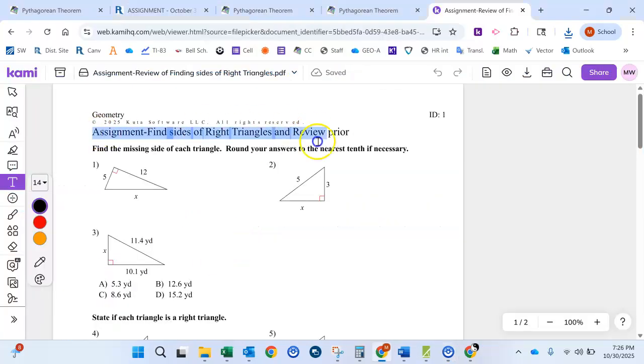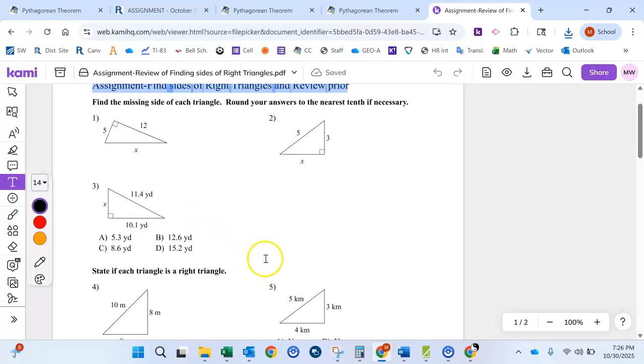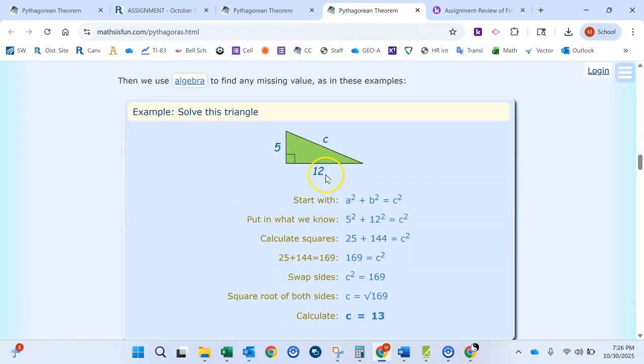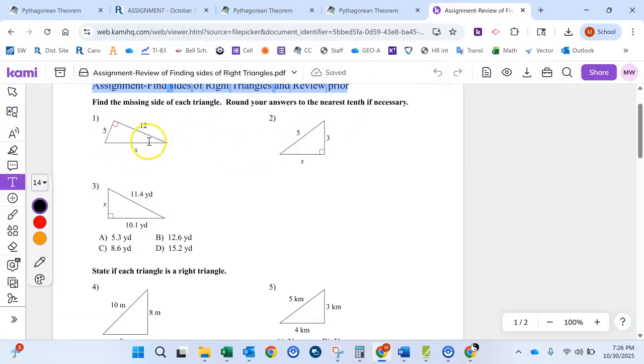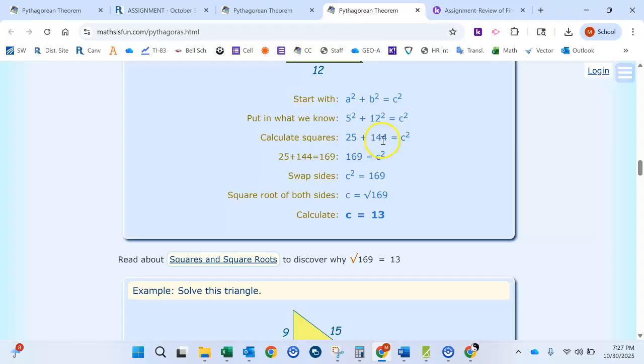Okay, so this is what we're doing today, finding the sides of right triangles. So let's go ahead, I think this one right here is already done, yeah. So the first one, the answer is going to be 13. So I will let you go here and see the steps. What they did is they took 5 squared plus 12 squared equals c squared. They did the square on it, right? 5 squared. And then they added these up here to get 169.